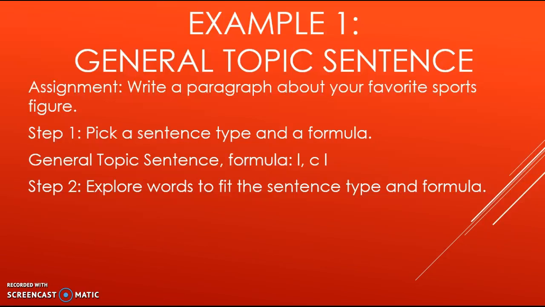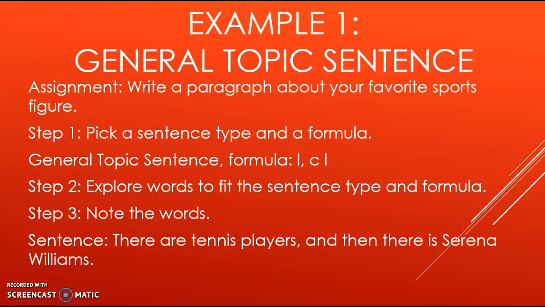So let's see here. We need to come up with something that's going to be interesting to the reader. So how about some tennis players are good, but Serena Williams is better? I think I can improve on that. Let's see. What if I say there are tennis players and then there's Serena Williams? I like that one. So let's note the words, step 3, and write that down. So our sentence is, there are tennis players and then there is Serena Williams.